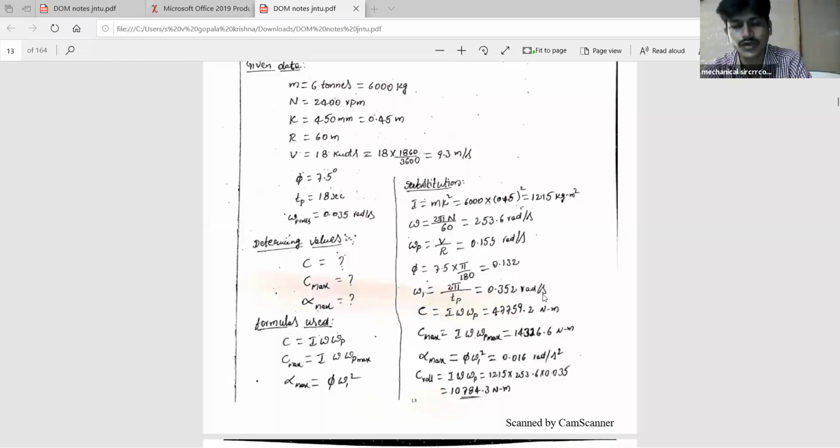Then the value comes to nearly 0.35 radian per second. Now, going to find out our determining values. That is C equals I omega omega P. You will substitute the values: I value, omega value, and omega P value.